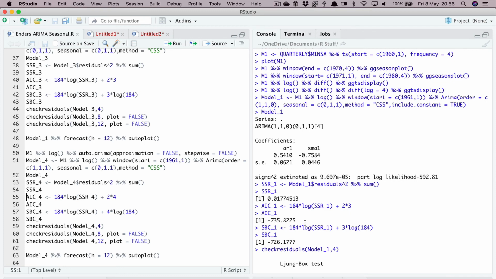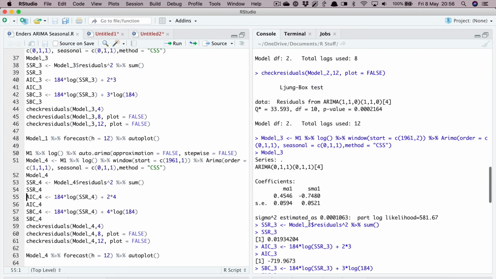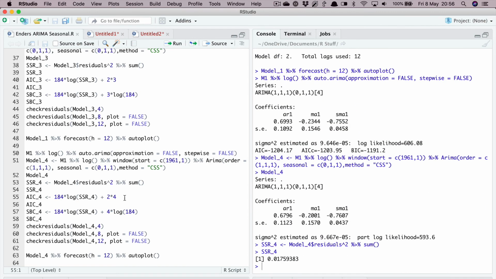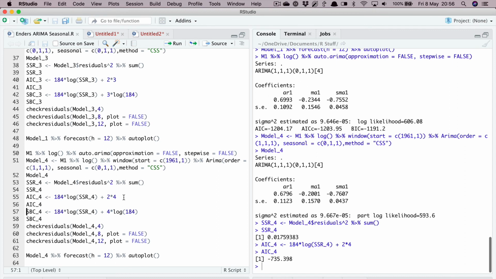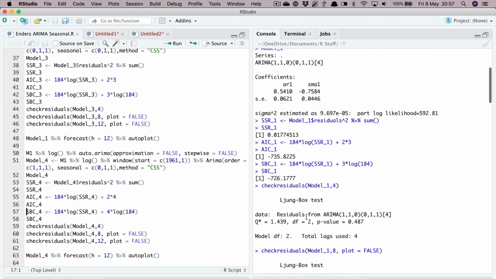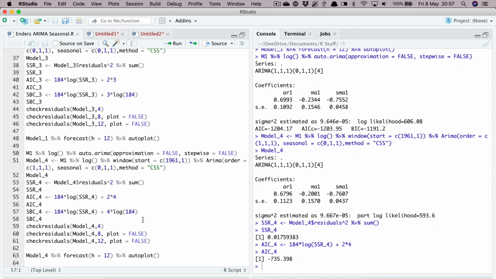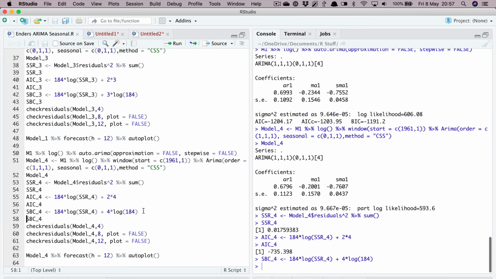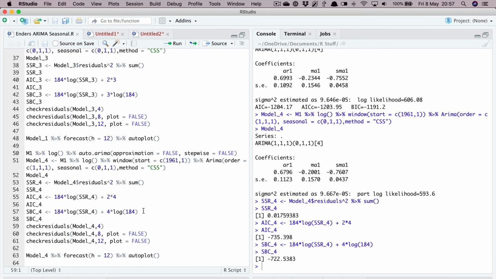Notice the AIC is minus 735. So what do we get for this? 735.398, which again I think is slightly better. Back to Model 1. Yep. And I believe the SBC is also slightly better. 722. So in fact, the auto ARIMA function here seems to have discovered a slightly better model than Model 1, although there really isn't much in it.